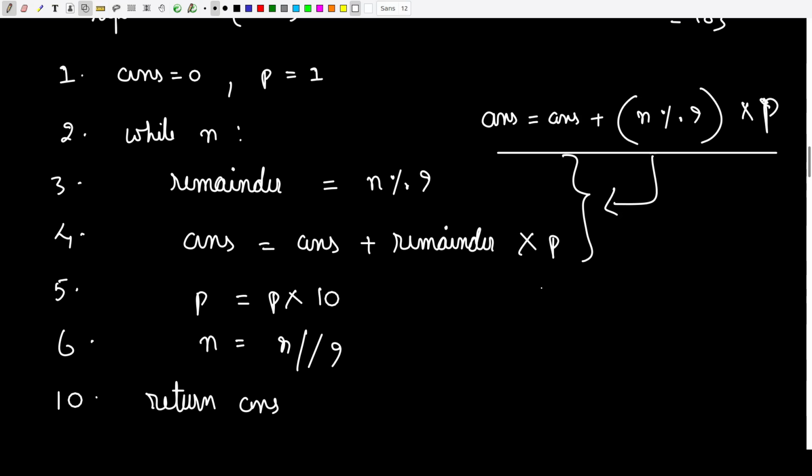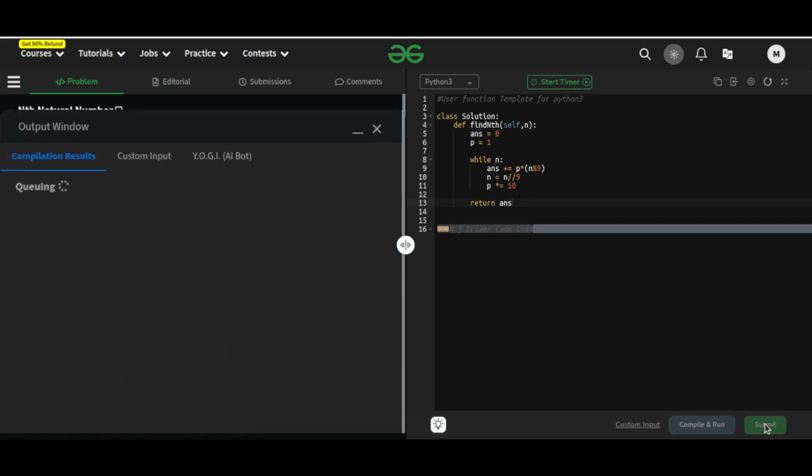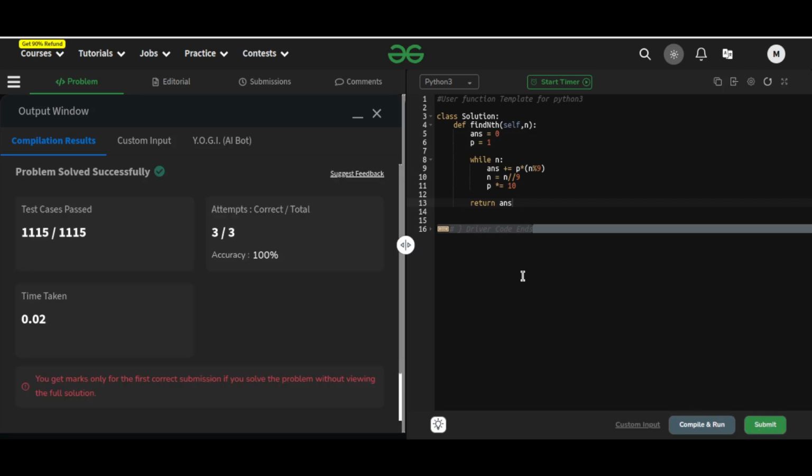Now let us see how we have implemented this in Python and C++. So first, let us look at the Python implementation. The Python implementation is pretty much the same as what we have discussed. Answer equals 0 and p equals 1, while n, and then we are updating our answer, n and p, and towards the end we are returning answer. So that's the Python implementation, folks. Now let us submit our solution. So our Python solution got accepted.